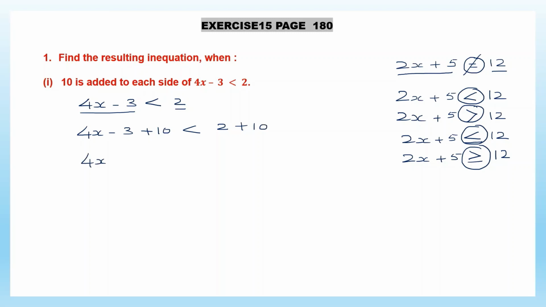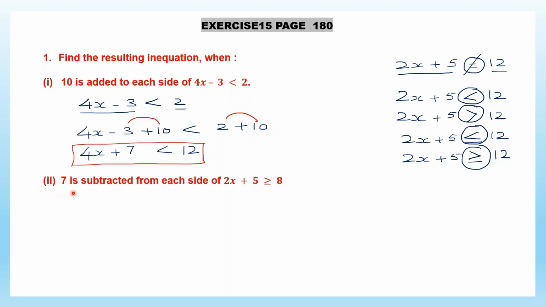Now let's simplify this. 4x. Now we can work on minus 3 plus 10. Signs are different. Put the sign of the bigger number and subtract. 10 minus 3 is 7. And this is lesser than 2 plus 10, which is 12. So this is the new inequation that we have got when we added 10 to both the sides, the left hand side as well as the right hand side.